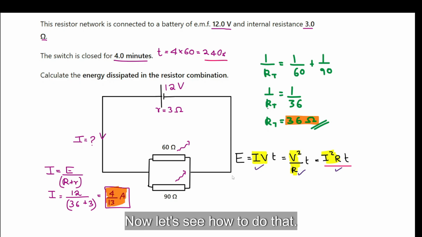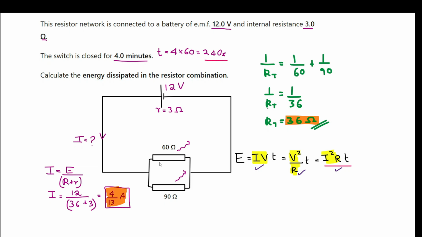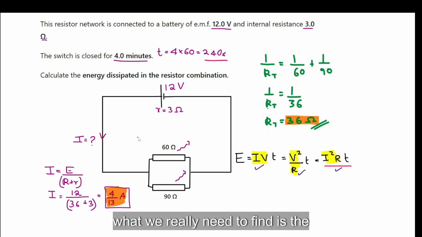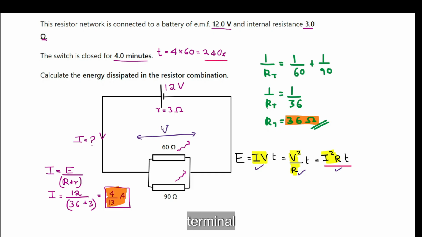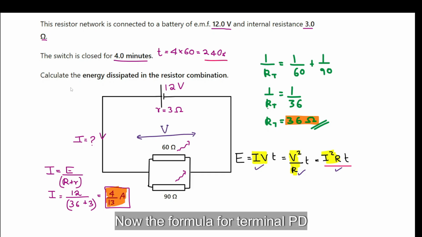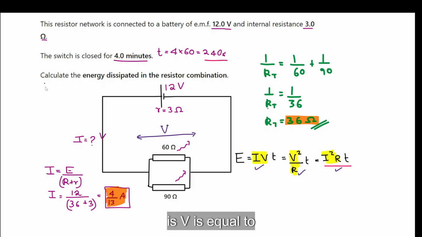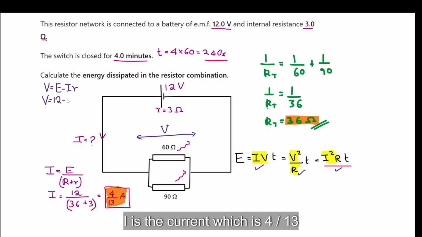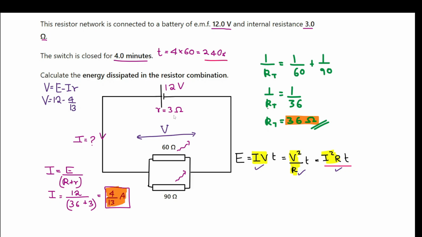Now let's see how to do that. To do that, we need to find the voltage. So what we really need to find is the voltage across this, which is the terminal potential difference. Now the formula for terminal PD is V is equal to E minus Ir. So let's work this out. E is 12, I is the current, which is 4/13, and r is 3 here.